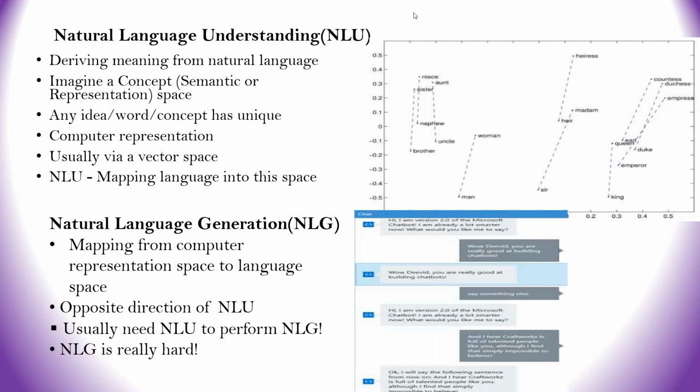To get a better understanding of natural language understanding, I just gave small points here. It is deriving meaningful information from natural language. Imagine a concept space wherein we represent these concepts in a vector model. On the right-hand side is a vector space model. Here, any idea, word or concept has a unique meaning, and we represent those meanings as vector values in a vector space. So NLU maps the language into this kind of vector space model.